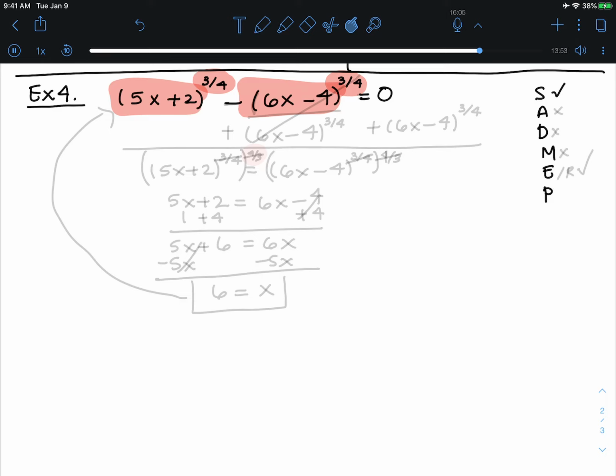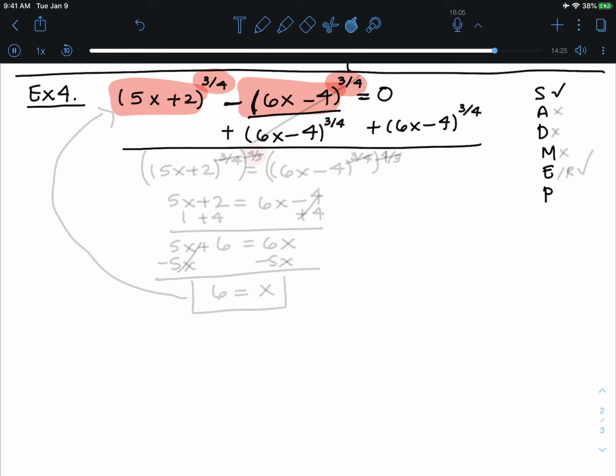Do I have subtraction? Yes, I do. Is this inside of a radical? No. Or inside of parentheses? This is not. This is outside of the parentheses. So I'm going to go ahead and add, well, what am I going to add? Literally this whole thing. So I'm going to add 6x minus 4 to the power of 3/4. And then what I do to one side of the equal sign, this is my equal sign, I have to do on the other side. So plus 6x minus 4 raised to the power of 3/4.